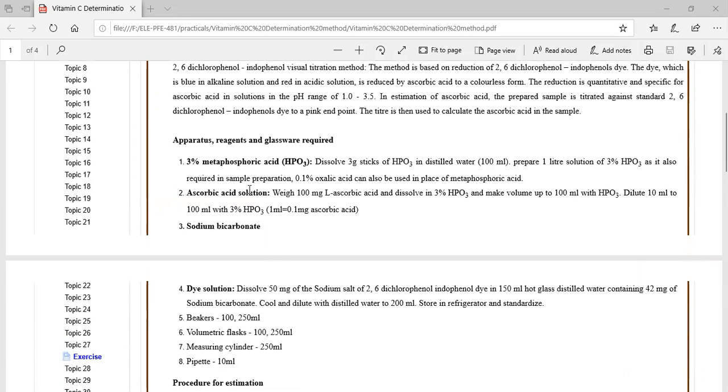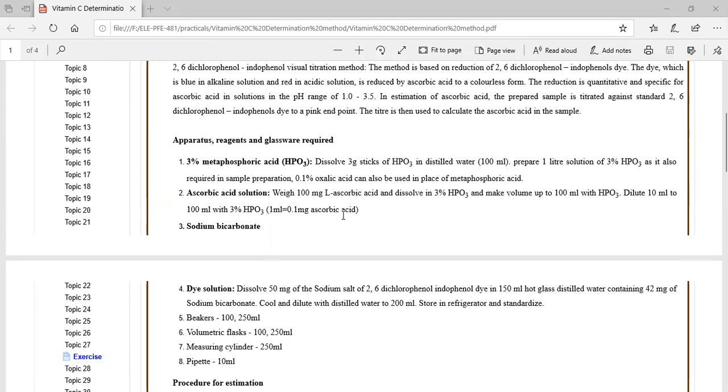So the reagents are 3% metaphosphoric acid, HPO3. To form this solution, dissolve 3 grams of HPO3 sticks in distilled water, taking 100 ml. Prepare a 1 liter solution of 3% HPO3 as it is also required in the sample preparation. 0.1% oxalic acid can be used in place of metaphosphoric acid. Instead of metaphosphoric acid, you can also use oxalic acid at 0.1%.